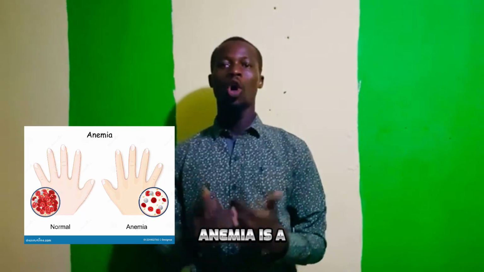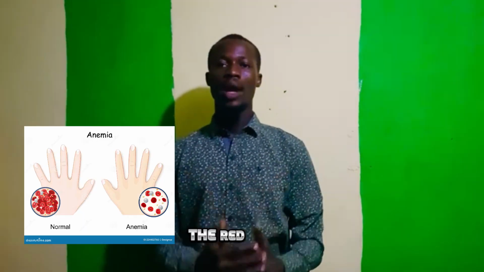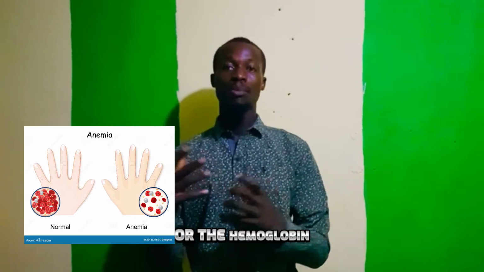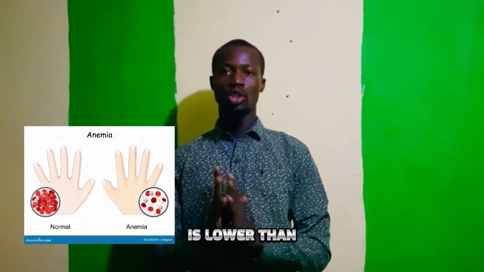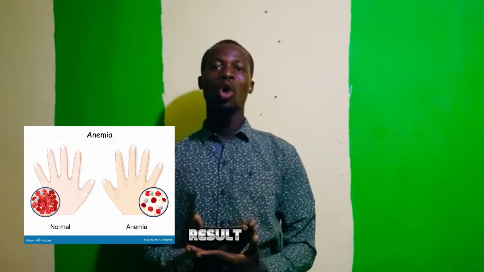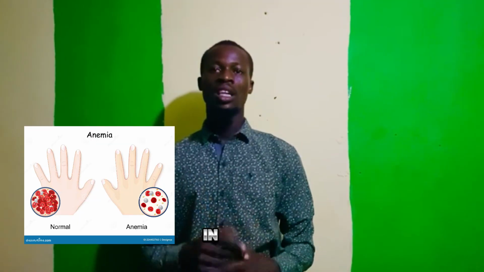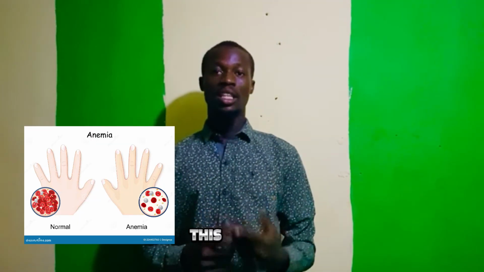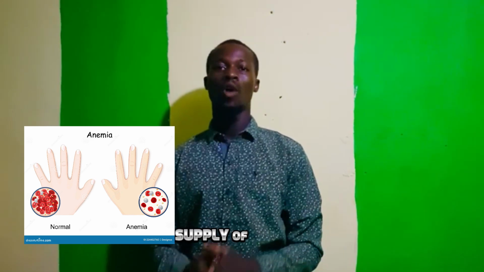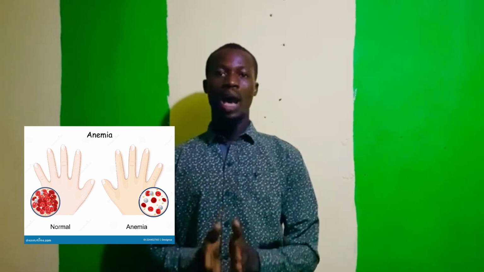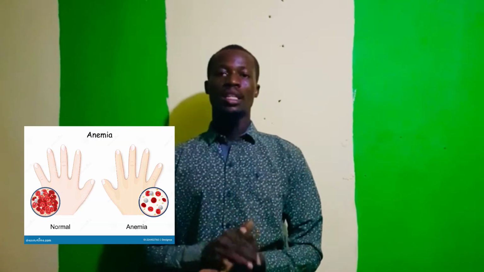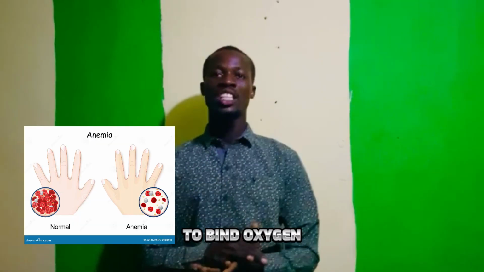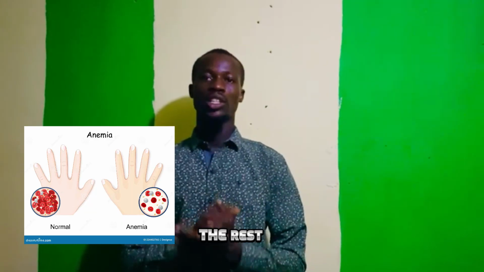So, let's get started. Anemia is a condition in which the red blood cell or the hemoglobin concentration within the blood is lower than normal. As a result of defects in the red blood cell, this can lead to an undersupply of oxygen to the body. Why? Because the red blood cell has a protein called hemoglobin that helps them to bind oxygen and supply this oxygen to the rest of the body.